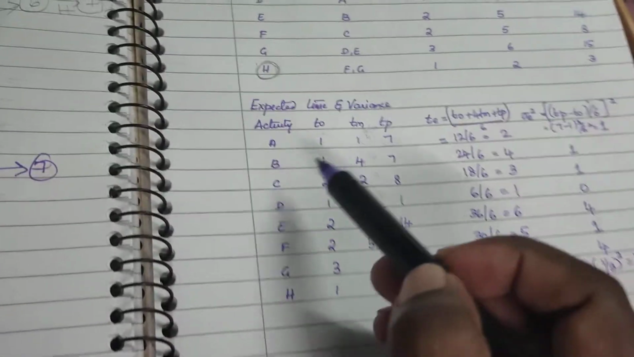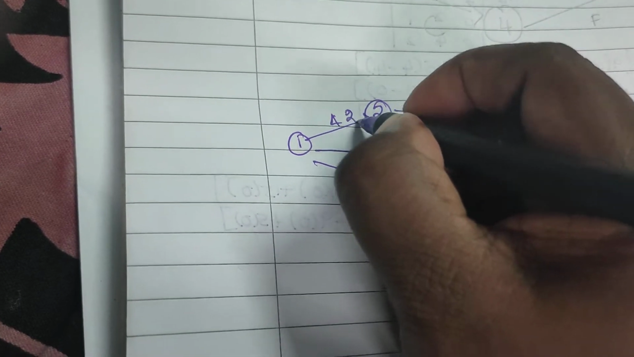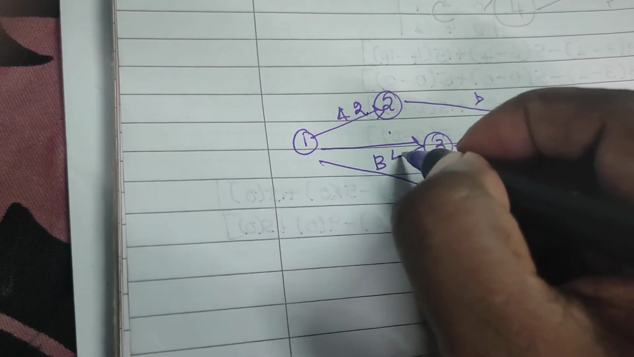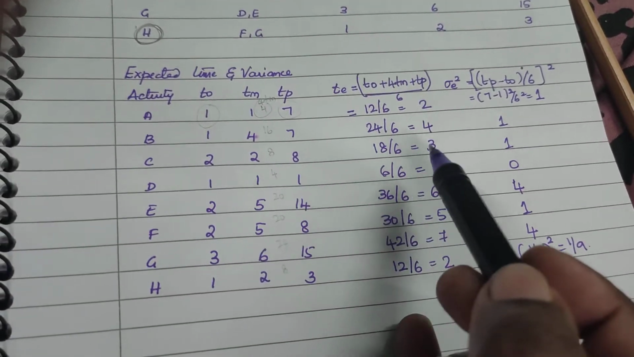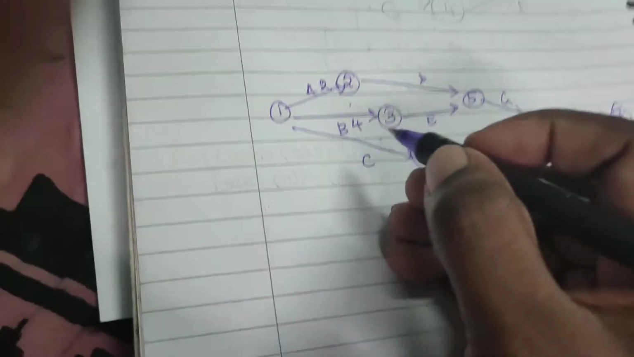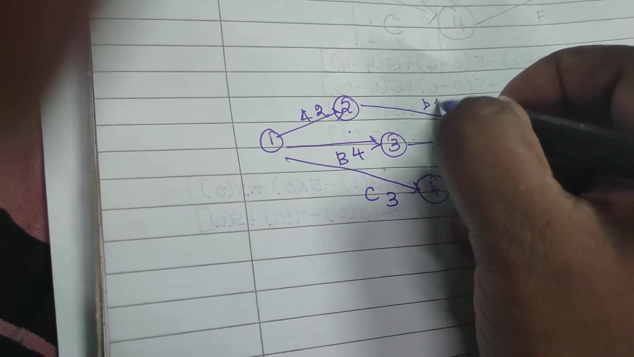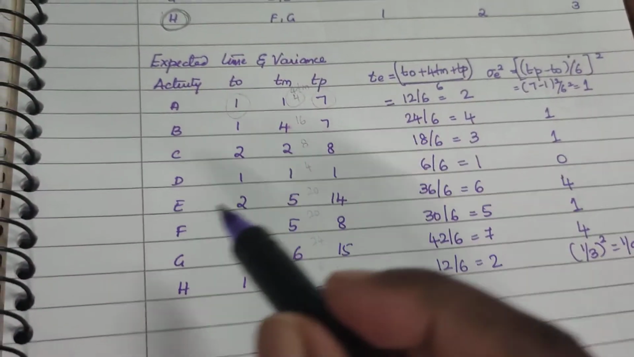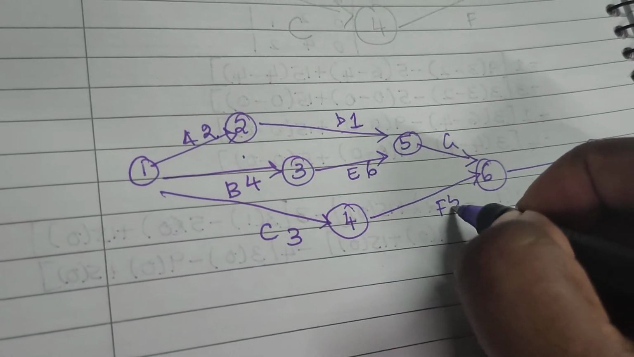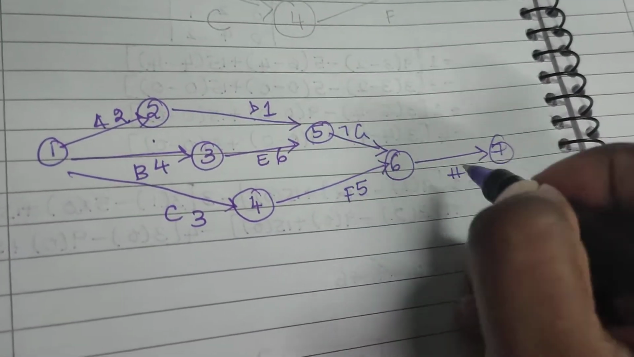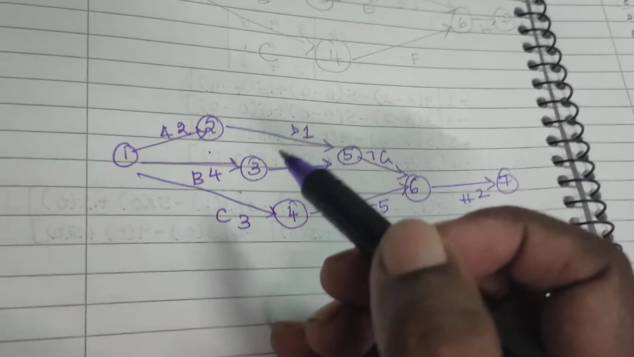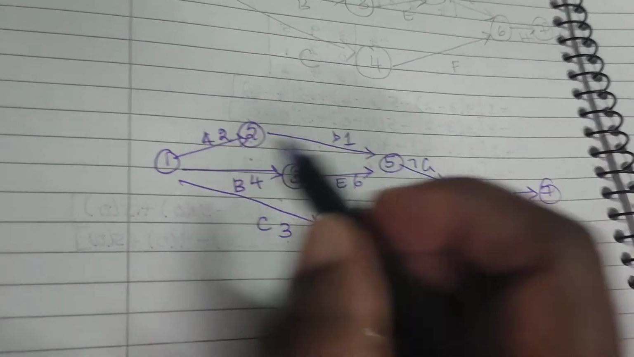Okay. So for A, my value is 2. For B, it is 4. For C, the value is 3. D, it is 1. Then I am jumping, right? E, it is 6. F, it is 5. The last two, GH is 7 and 2. So G, it is 7. H, it is 2. So you don't use 3 time estimates. You use the estimated time, TE, in the diagram.